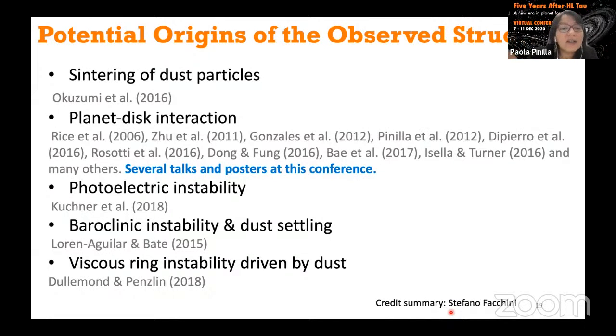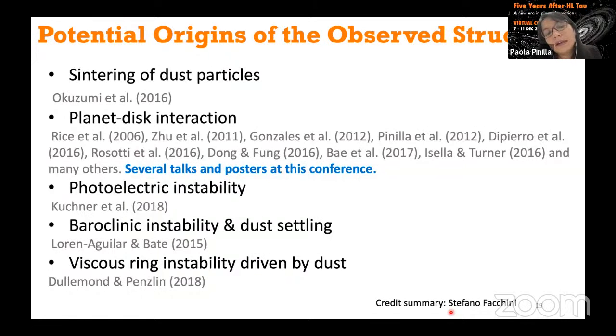So given the long list of things that can basically form structures in disk, what is urgent and is very important is that we have predictions from these theories to compare with observations and be able to exclude or to know what is creating these structures. I'm gonna give you here an example of this kind of comparison that we can do.